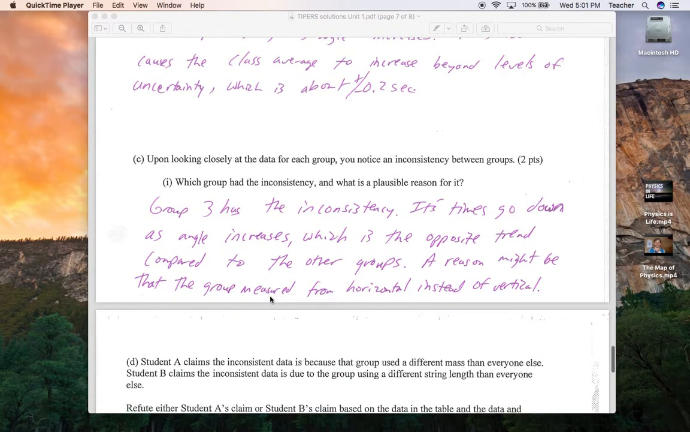Here, for part C, looking at the data, I notice an inconsistency. What is it? Well, group 3. Its times go down as angle increases. The other trends go up. So that's all I really need to answer. A plausible reason might be that the group measured from horizontal instead of vertical. You can come up with a different reason. It just needs to be plausible.